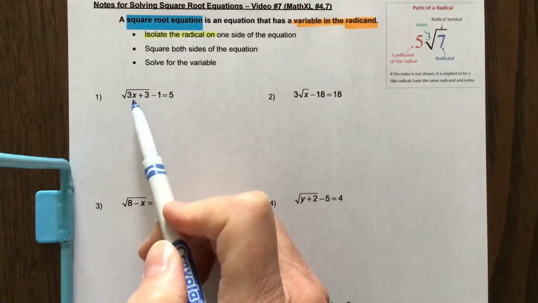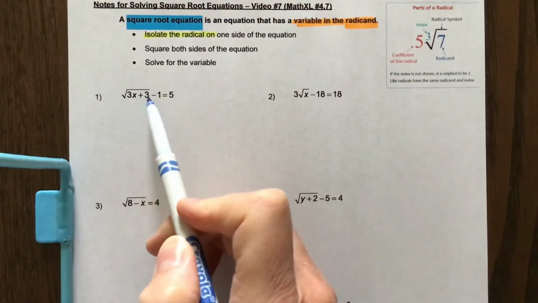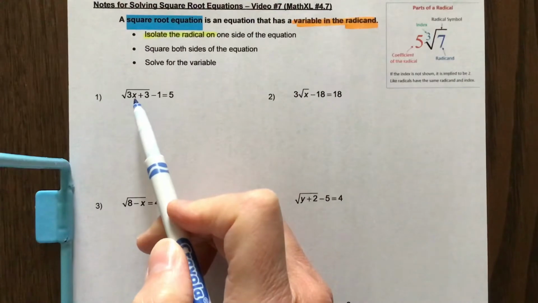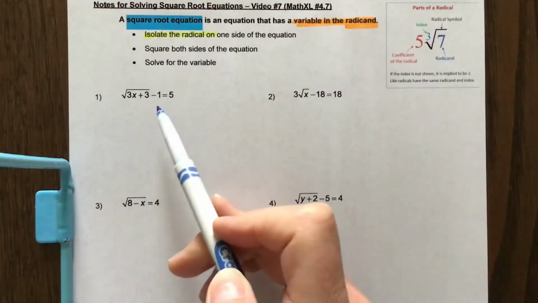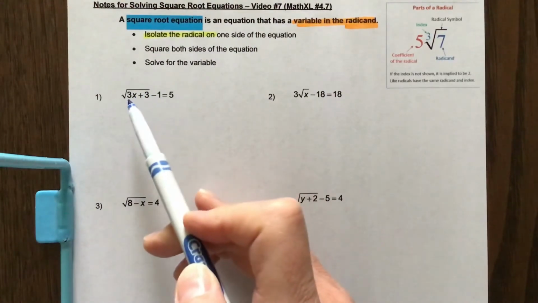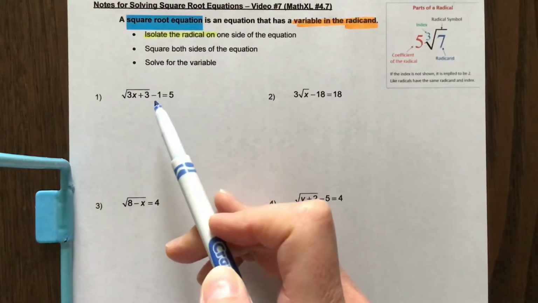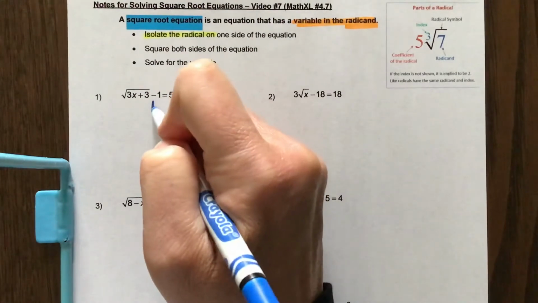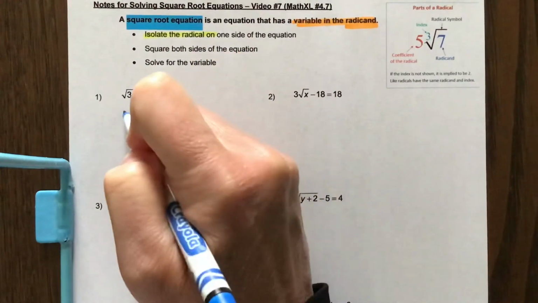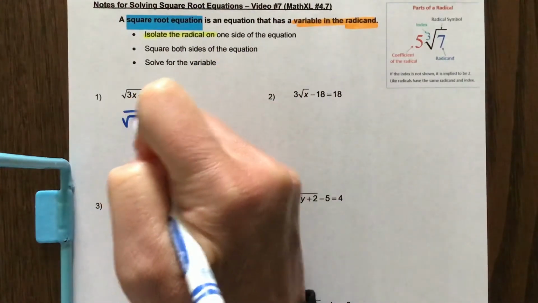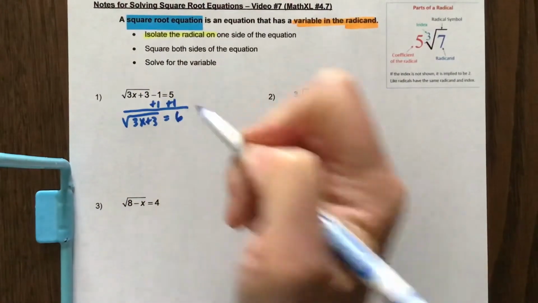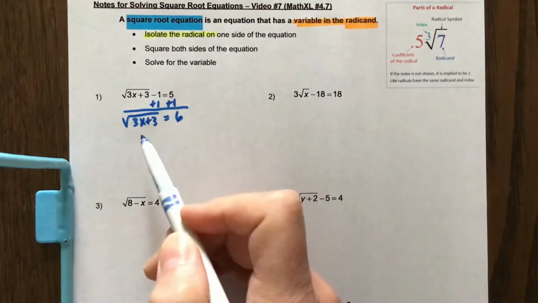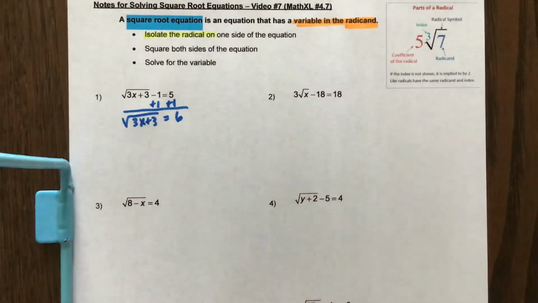So if you take a look at question number 1, you'll see that we have a radical. We do have a variable in the radicand, so therefore this is a square root equation. And the first thing we have to do is isolate that radical. The part that's keeping this radical from being isolated all by itself is this minus 1. So all we have to do is add 1 on both sides, so that now we've got the square root of 3x plus 3 is equal to 6. Now, this is what's considered to be isolated. There's nothing else with that radical.